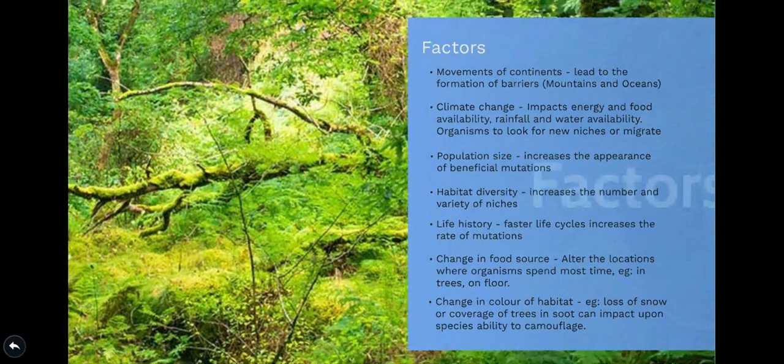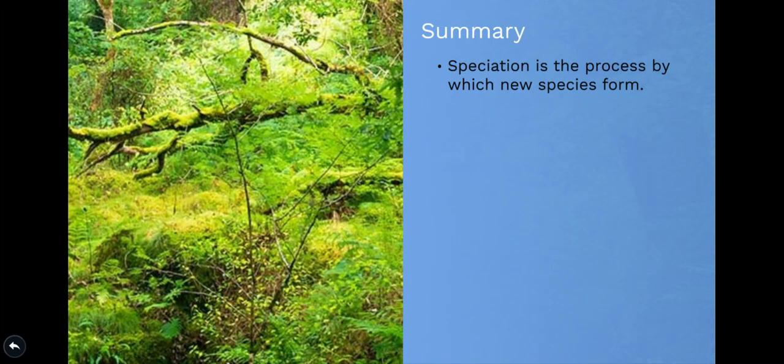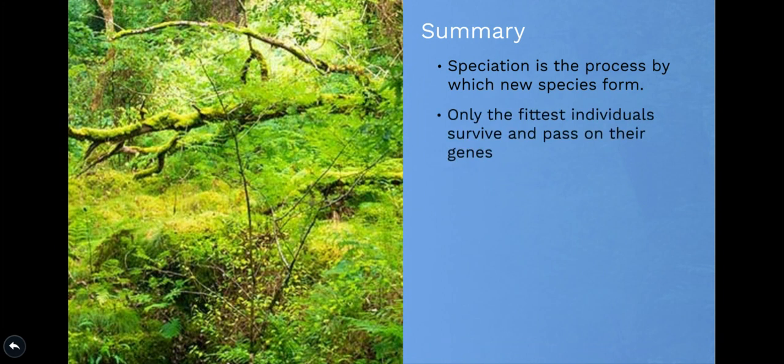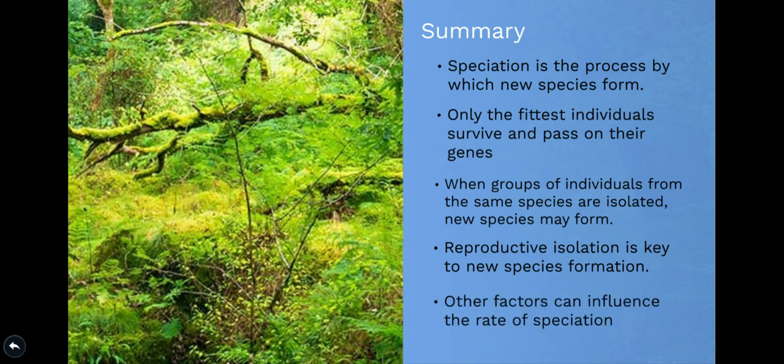So, as a summary, speciation is the process by which new species form. Only the fittest individuals survive and pass on their genes. When groups of individuals from the same species are isolated, new species may form. Reproductive isolation is absolutely key to the new species formation, and other factors can influence the rate of speciation.